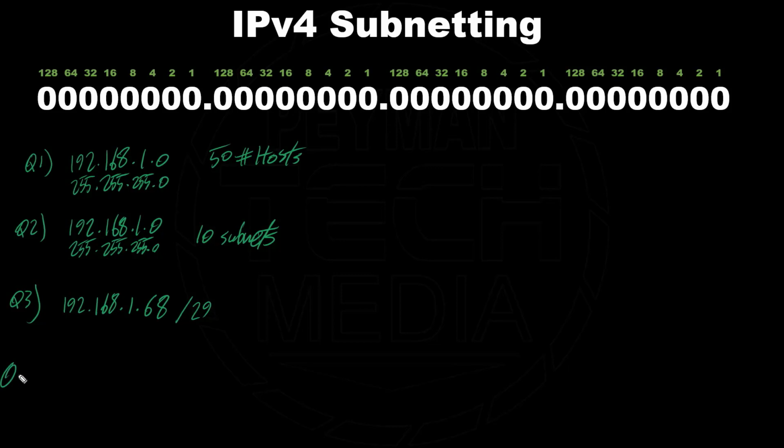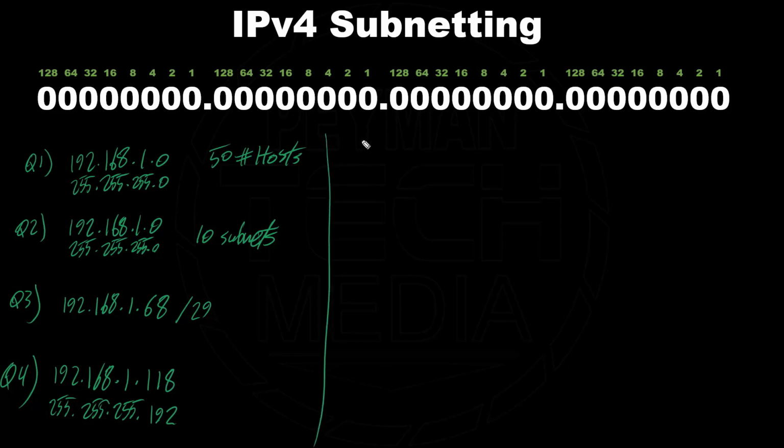And then another type of question, I'm going to write down question number 4. They might give us the IP address 192.168.1.118, and a subnet mask of 255.255.255.192, and they might say this IP address belongs to what network. So these are different types of questions that you might see. For this example, I just used a Class C network, and in the future we will go over Class B and Class A IPv4 subnetting.